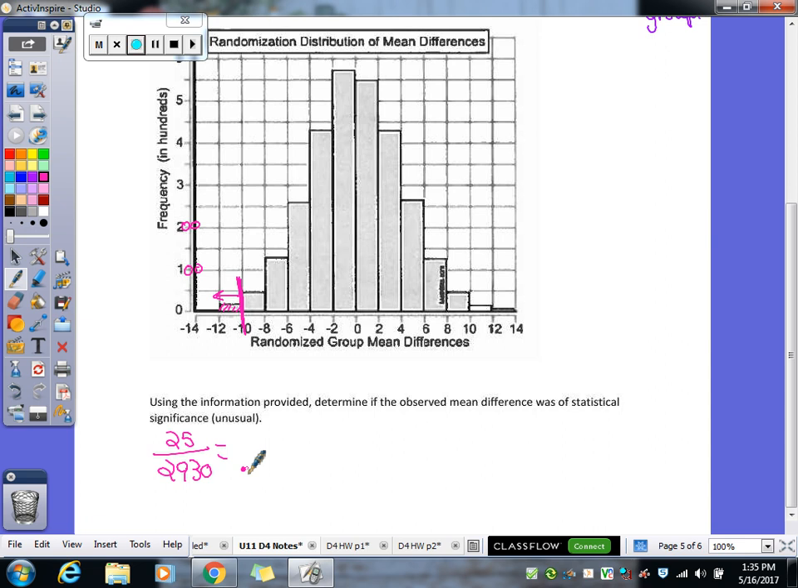I got 0.853 is what I got with my 25. Because when you divide, you should get 0.00853.